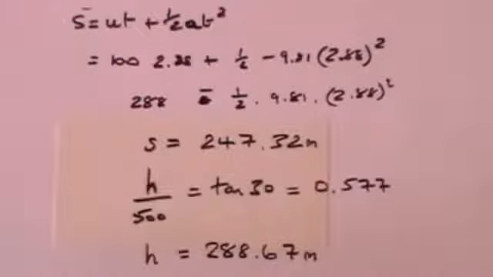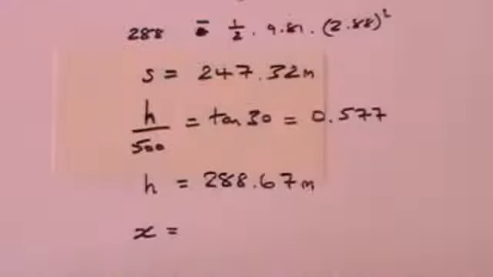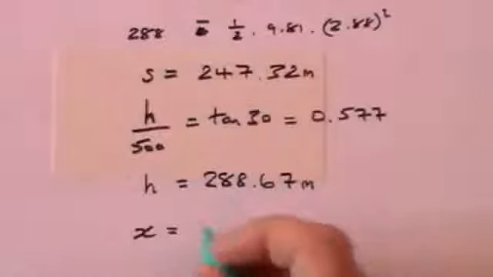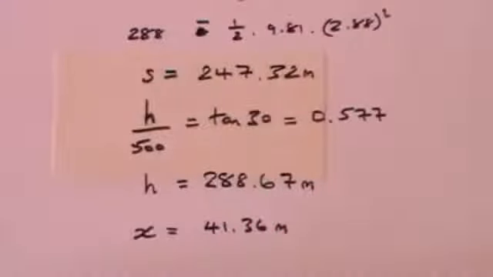So what have we got? We've got that the height of the target above the firing position was 288.67 metres, but the actual missile will reach 247.32 metres. So the extent by which the missile will miss the target is that height minus that height, which is 41.36 metres. So he's going to miss by quite a lot.